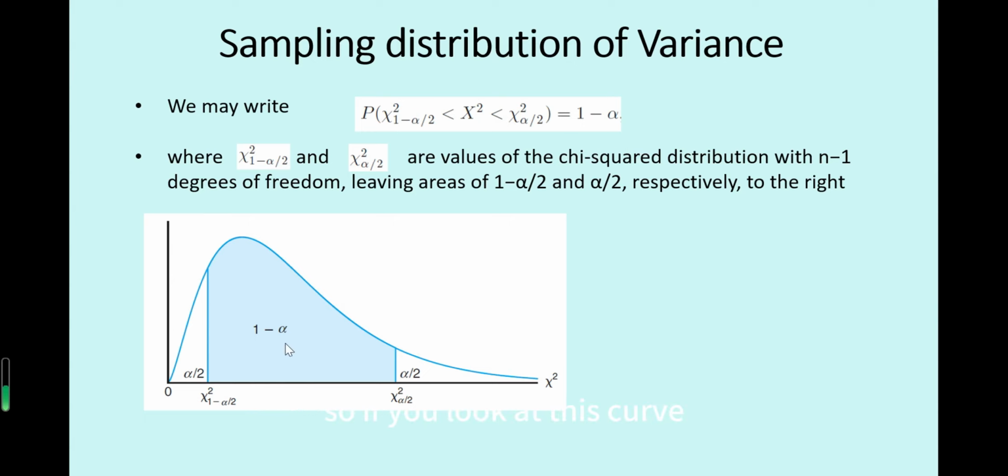If you look at this curve, this is the chi-squared distribution's density curve, and this shaded area is 1 minus alpha. This white area is half alpha, and this white area is also half alpha. These two chi-squared values are the critical values chi-square 0.975 and chi-square 0.025.